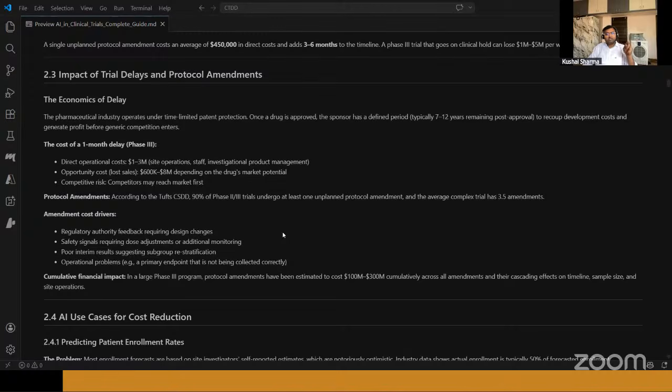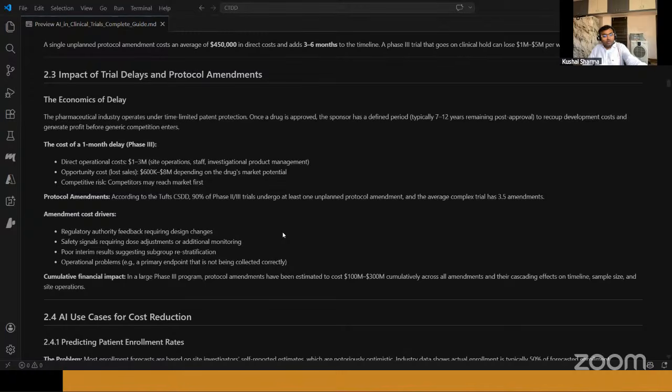Opportunity cost. So opportunity cost is lost sales, $600,000 to $8 million depending on the drug's market potential. Then competitive risk. Competitors may reach market first. That's another risk. So protocol amendments. According to the Tufts CSDD, 90% of phase 2 and 3 trials undergo at least one unplanned protocol amendment, and the average complex trial has 3.5 amendments. So that's another thing which is adding to the cost.